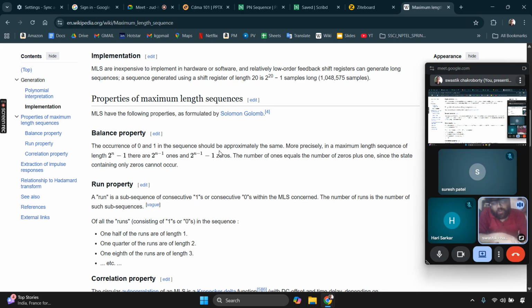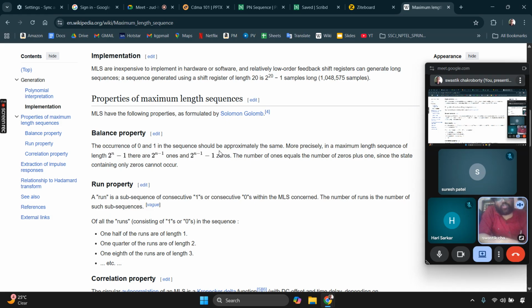So if you take 4 registers, how many bits can you generate? 2 to the power 4. How many sequences can you generate? 2 to the power 4 minus 1, because one state is trivial, 0 0 0 0. You cannot take that, right? So the number of chips you can generate is 2 to the power 4 minus 1, that is 15.